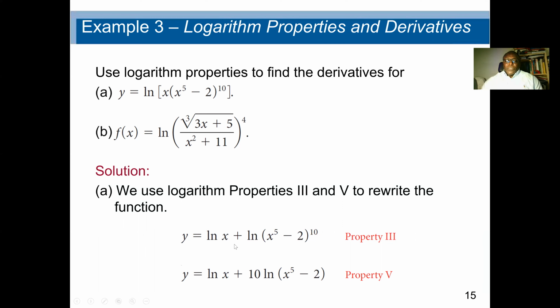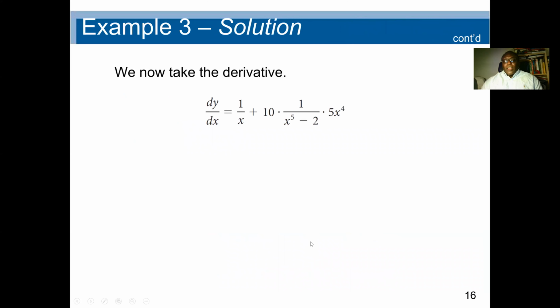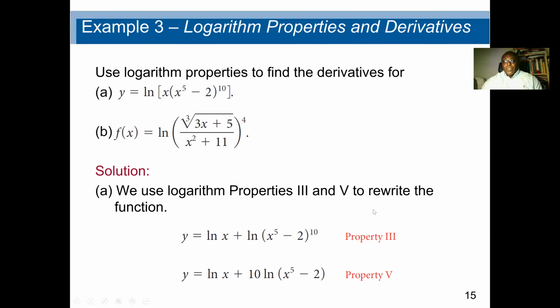So the derivative of this function will give me 1 over x plus 1 over x to the power 5 minus 2, 10. Then the derivative of the inside will be 5x to the power 4 minus 0. And that's what we have here. So dy/dx: we have natural log x, so that will give me 1 over x. The reason why we have 10 here is because we have the exponent 10, so we can bring the 10 to the front and leave it alone.